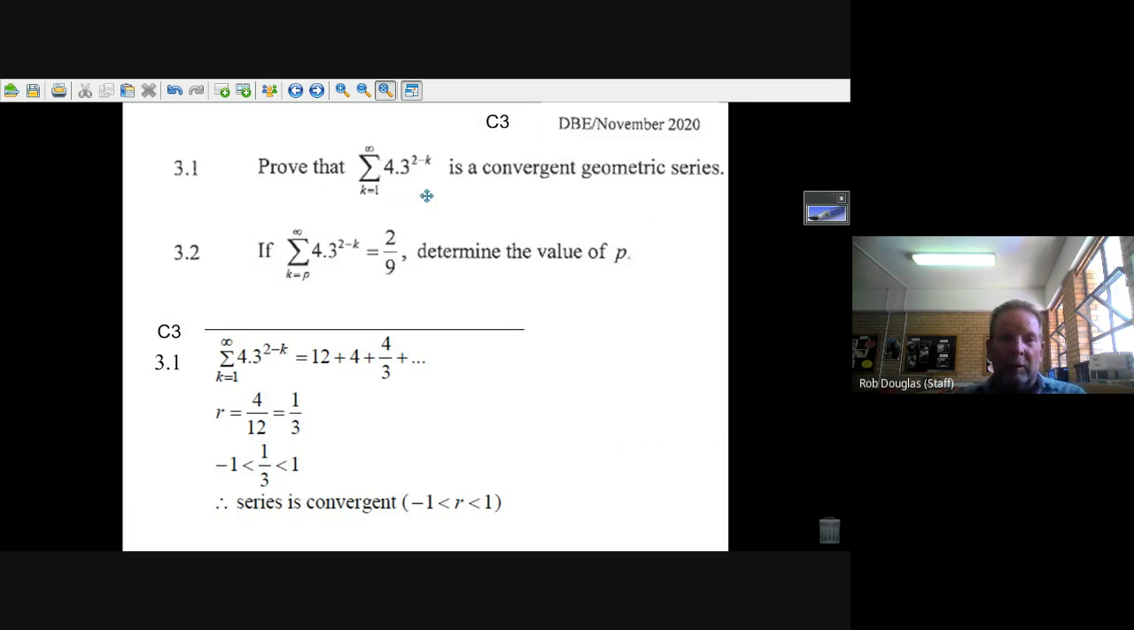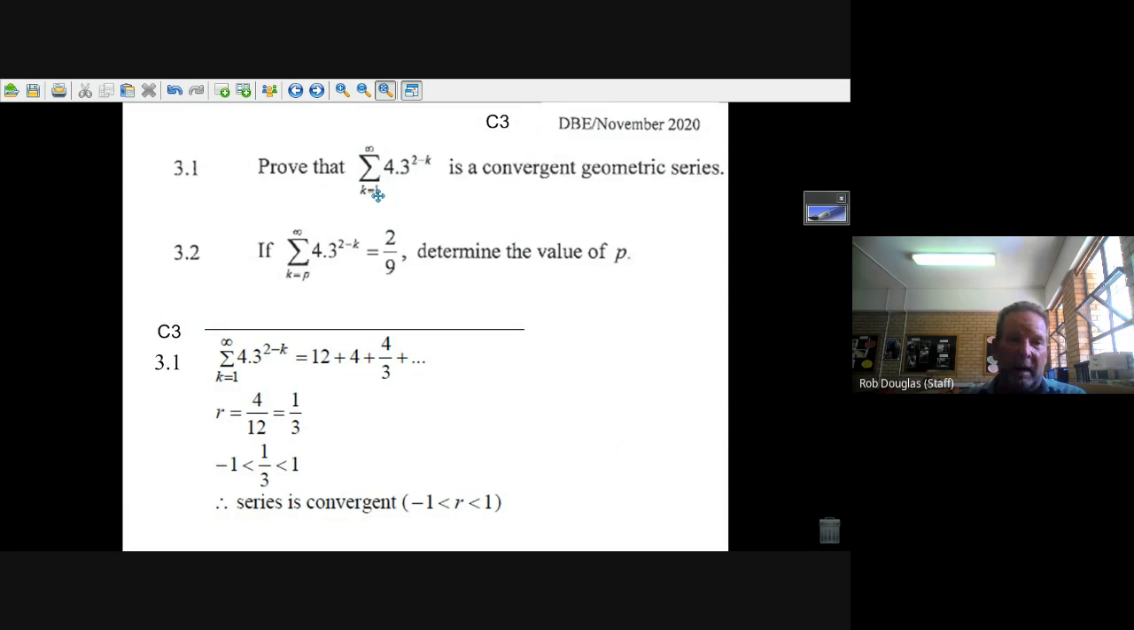Here we go. You're given that the sum to infinity from k equals 1, you're given a formula, 4 times 3 to the 2 minus k power. It's actually k equals p, k equals p right here. That is the first thing, that's the formula you're given here. You're supposed to prove that it's a convergent series.